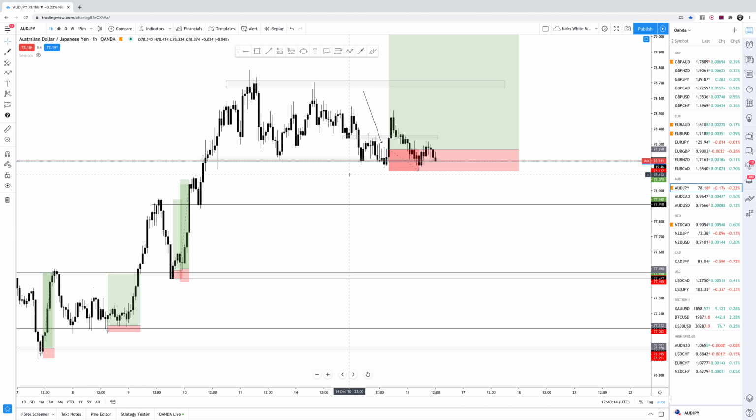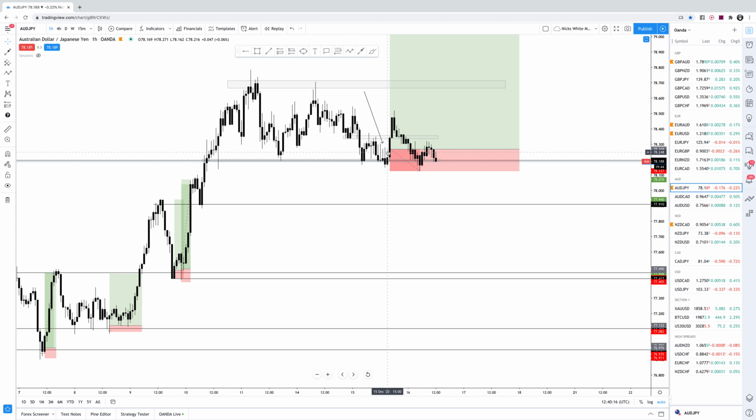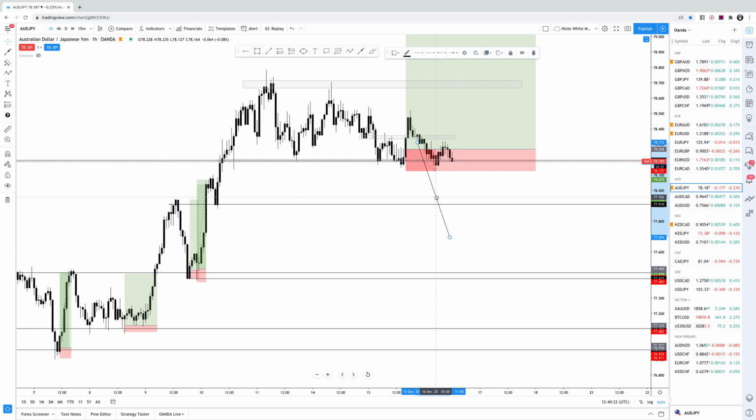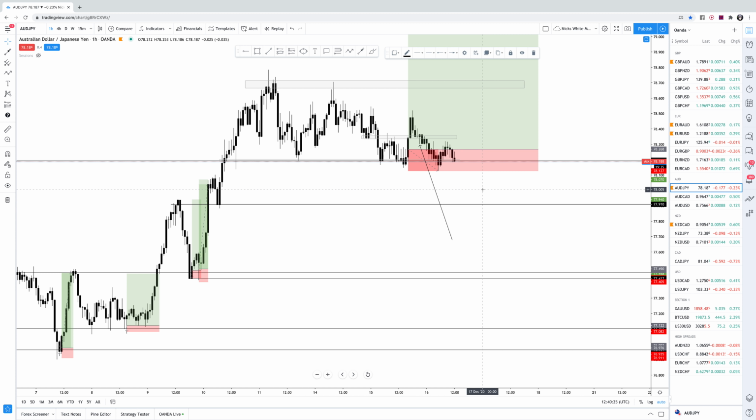Price pushed up right after I entered, broke the recent highs, came back to test them, and found some nice rejection along those highs as support. So yeah, I mean, it looked good to go.